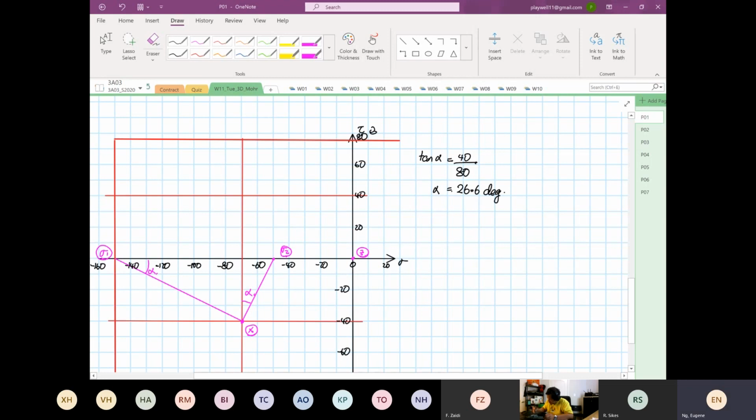From here, we can find our stress 2 will be equal to minus 70 plus 40 times tangent 26.6. So minus 70 plus 40 times tangent 26.6 will be equal to minus 50.